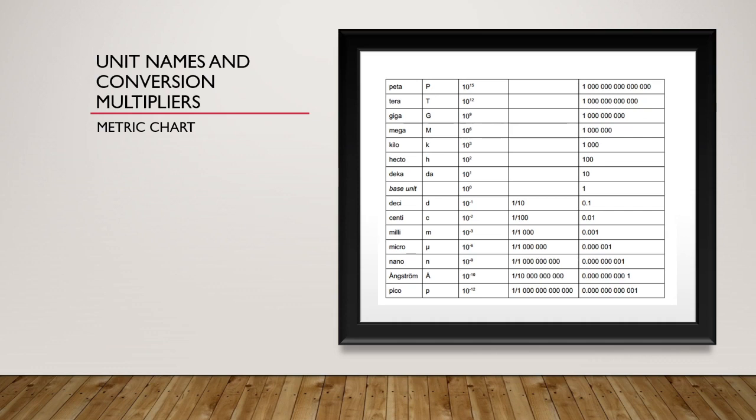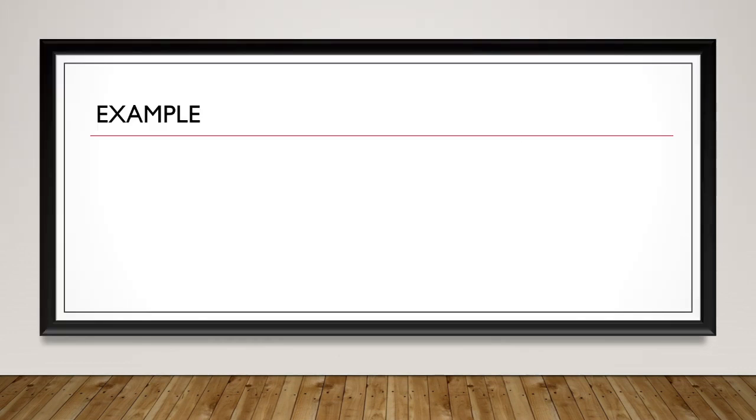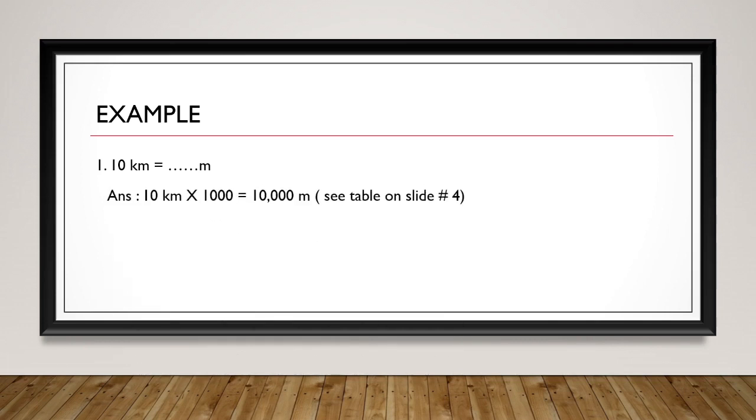And now we will try to convert something to another unit. For example, 10 kilometers is equal to how many meters? The answer is 10 kilometers times 1000. So it is 10,000 meters, just like on the table or the metric chart.